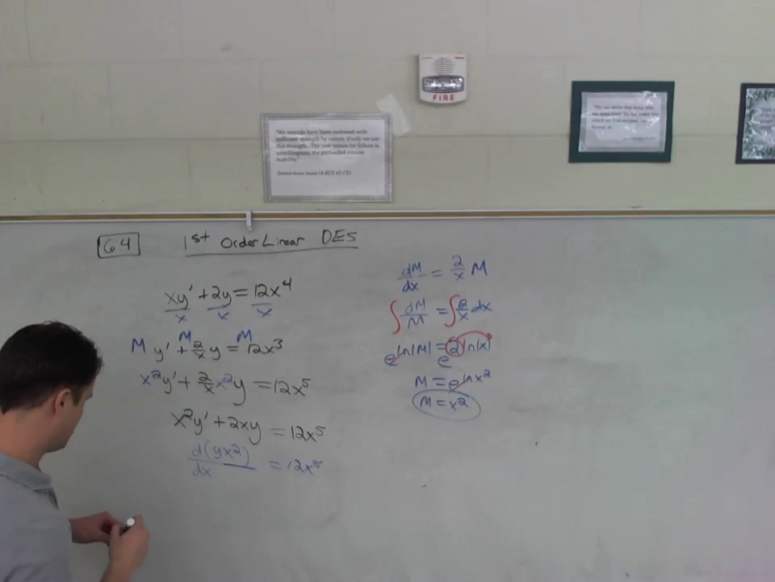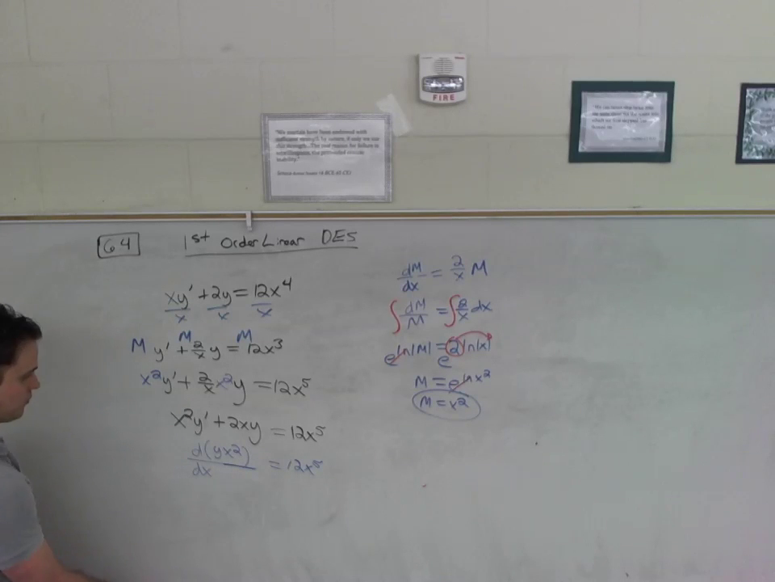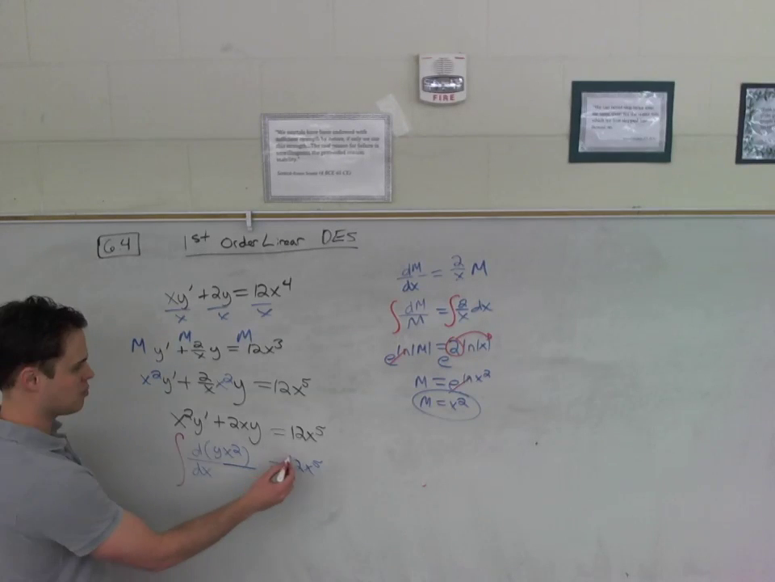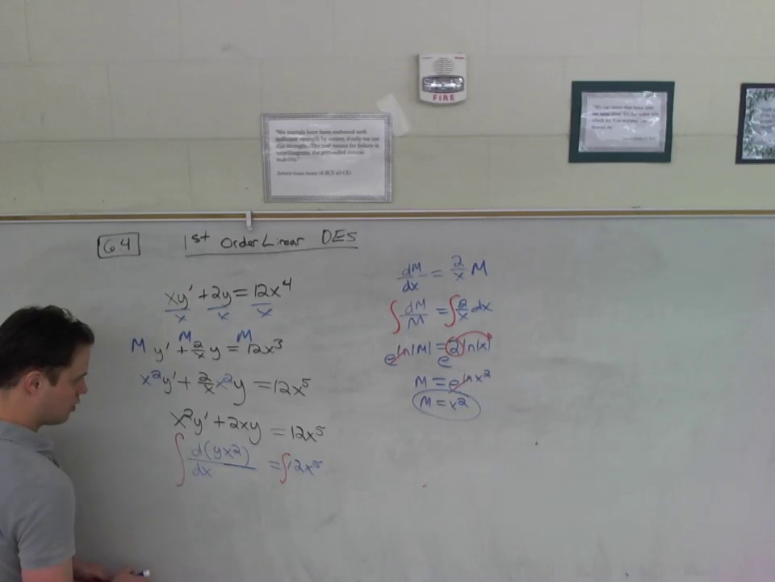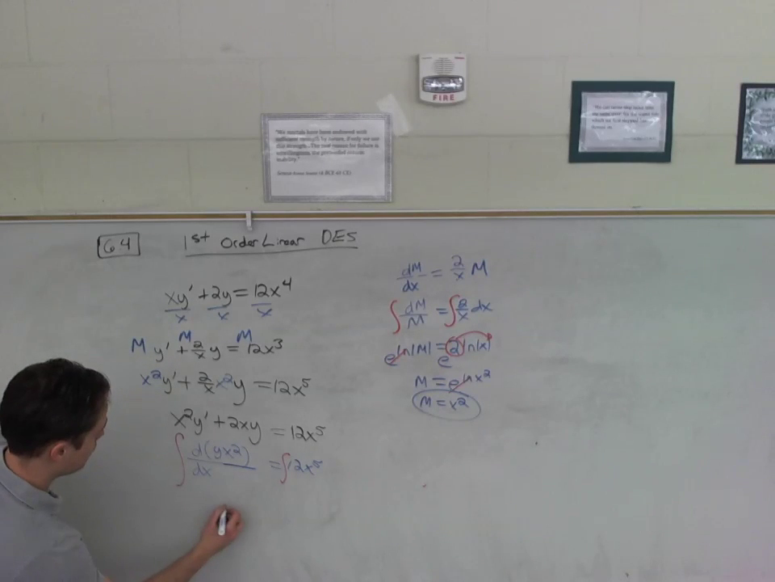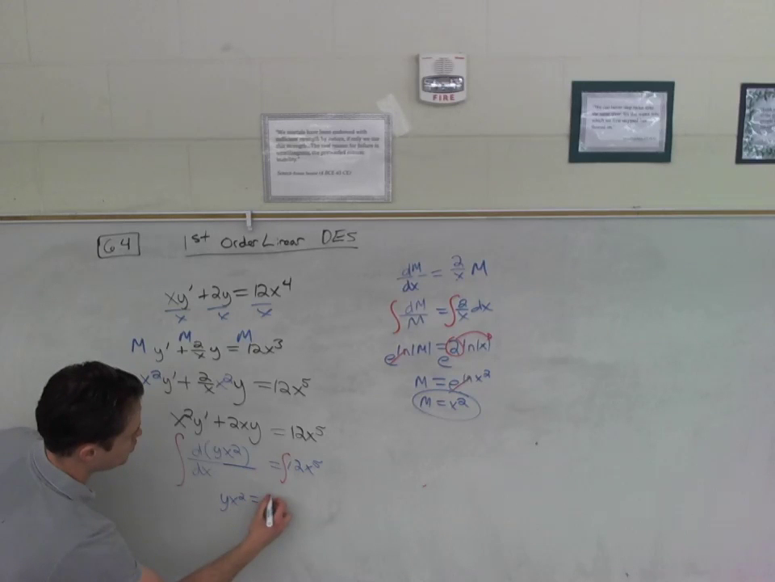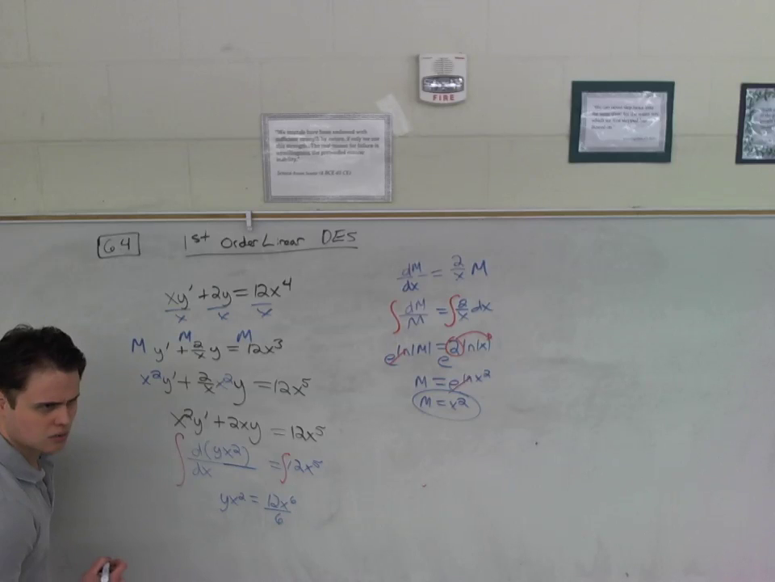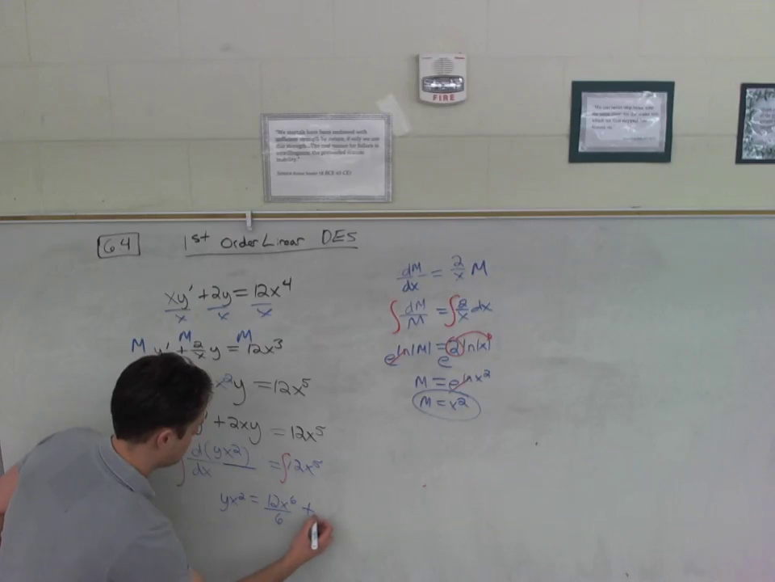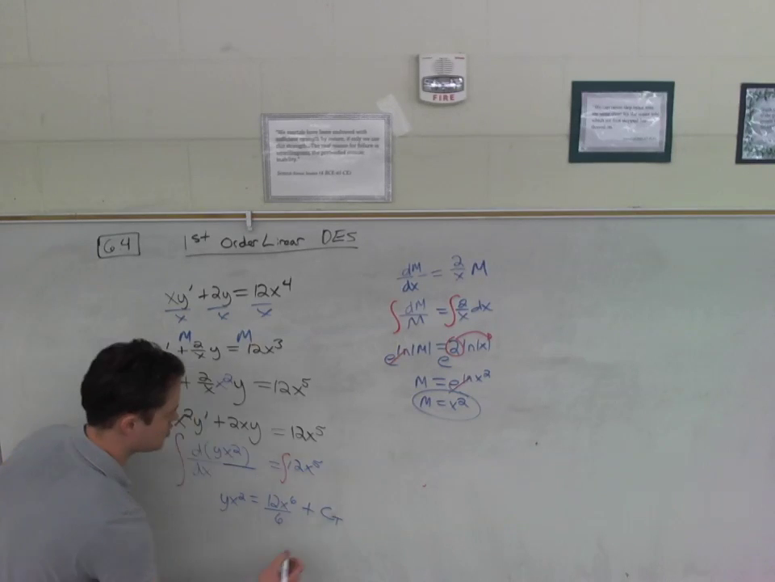Why would we want to take that step? Look at this and see if you can solve it. Now it's easy. How do you get rid of a derivative? Remember, what are we trying to do here? What's the goal always in differential equations? Solve for y. Good. And now we're not going to ignore c this time, so we're going to have y x squared equals 12x to the 6th over 6, plus c.